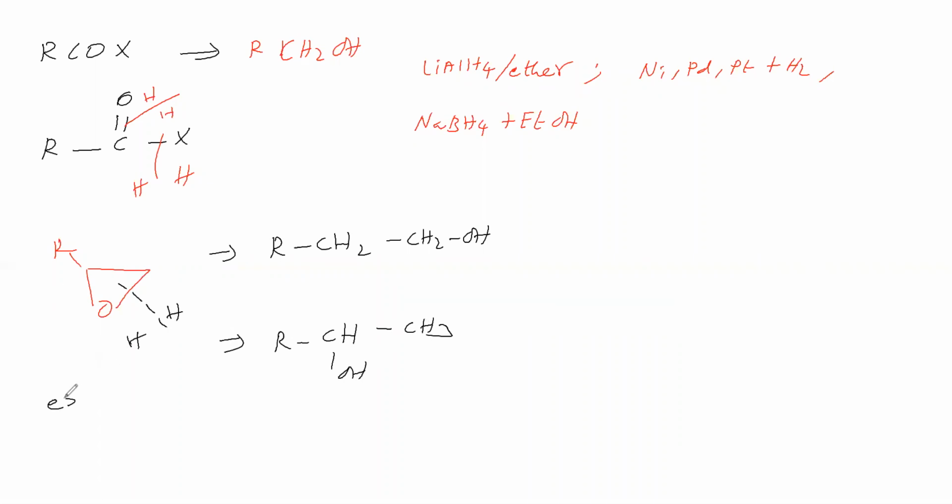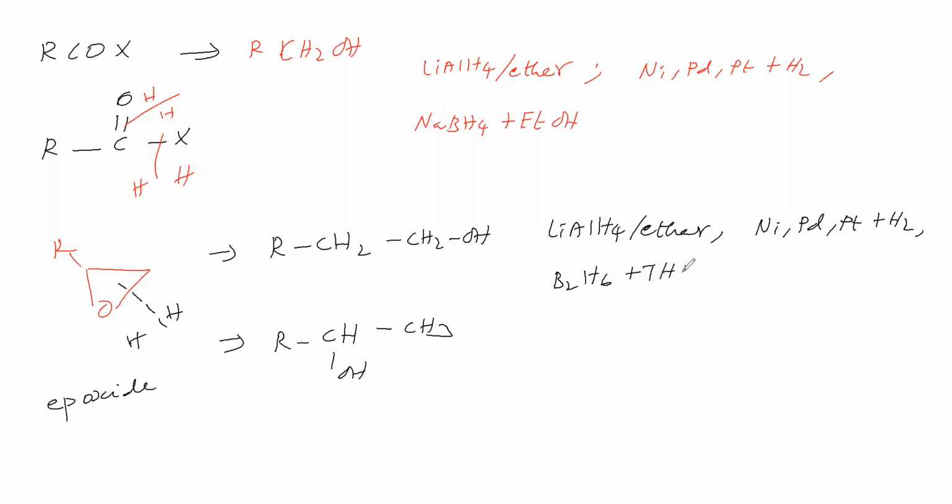This is epoxide, a cyclic ether. Here the reducing agent is lithium aluminum hydride in ether, then catalytic reduction, nickel, palladium, platinum plus hydrogen. Next one is diborane in THF, which we can use as a reducing agent. So using these methods we can prepare alcohol.